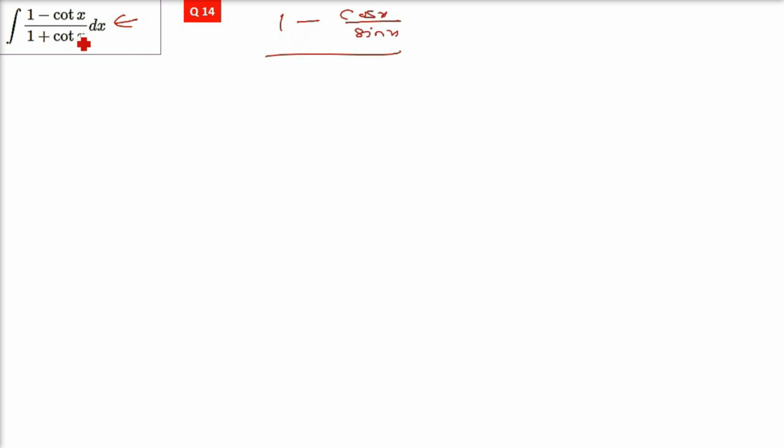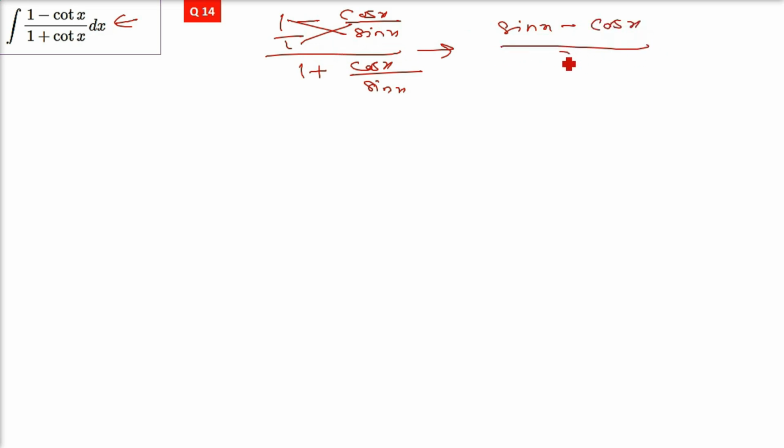Cot x can be written as cos x by sin x, so 1 minus cos x by sin x, and the denominator becomes 1 plus cos x by sin x. Okay, so just take the LCM, sin x. So sin x goes here, cos x goes here, sin x remains in the denominator. Now coming to the actual denominator, sin x plus cos x divided by sin x. So this sin x gets cancelled. So you have sin x minus cos x divided by sin x plus cos x.